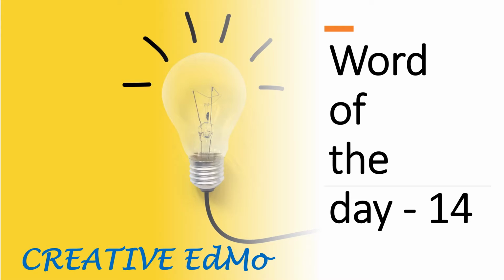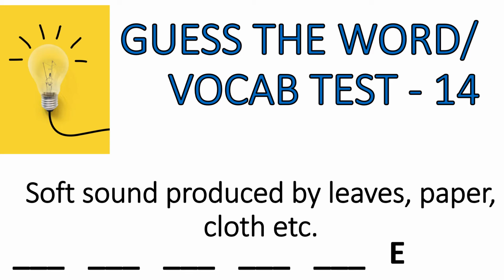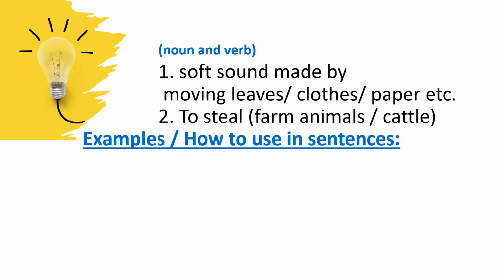So let's begin. So here's today's word. Soft sound produced by leaves, paper, cloth, etc., ending with E. Any guesses? Let's find out. This word can be used as a noun as well as a verb. That is, it can refer to the sound, then it's a noun, or it can mean to make that particular sound. In this case, it becomes a verb, the action. It will become more clear through the examples.